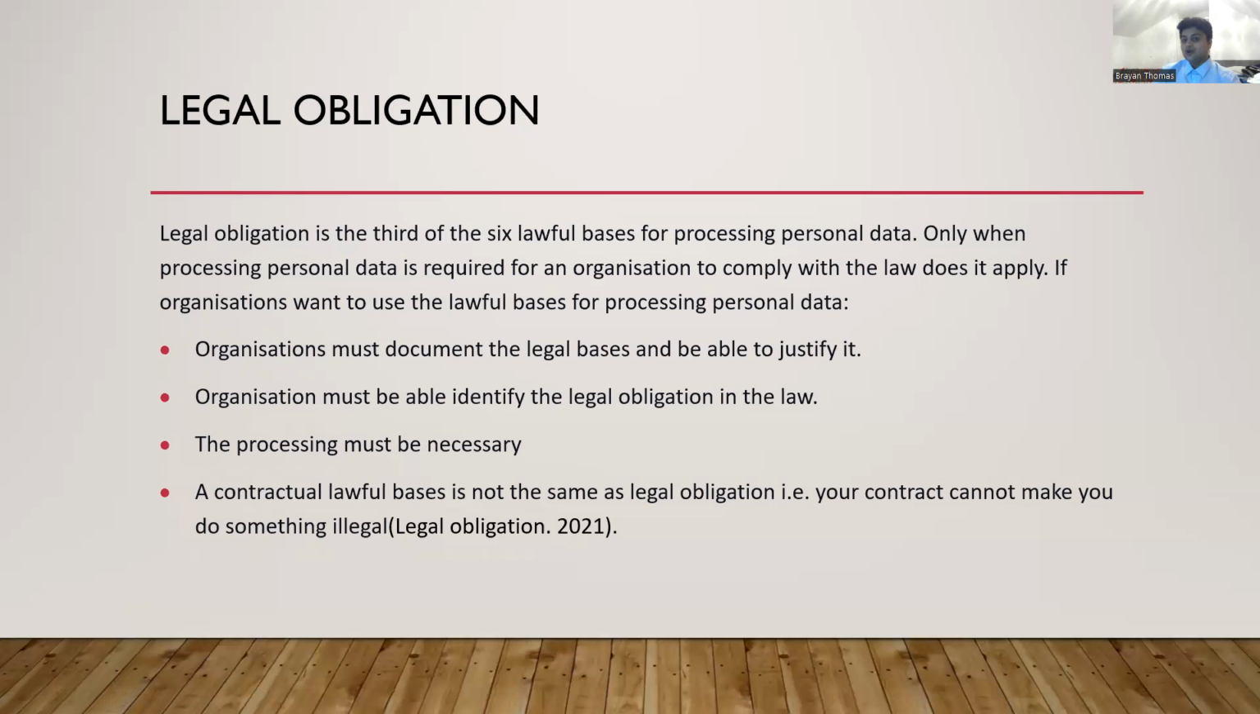So you cannot contract someone to do something illegal, essentially. That's the easiest way to describe the difference. A contract is when you contract someone to do something for you within the confines of the law, and legal obligation is when the law requires you to do something.